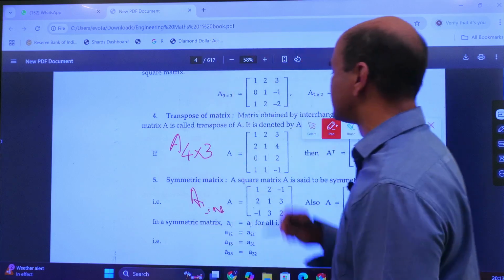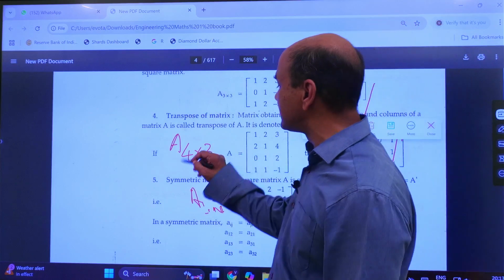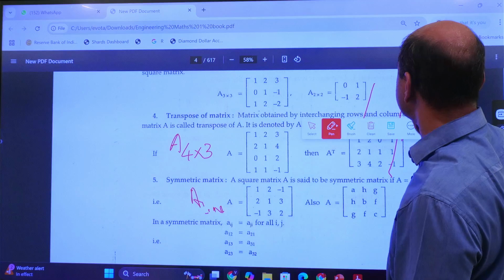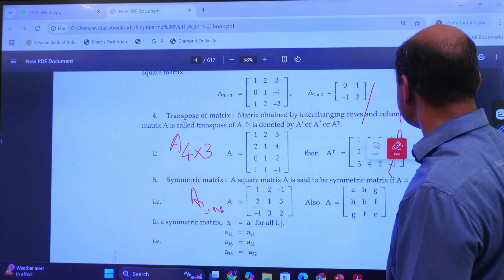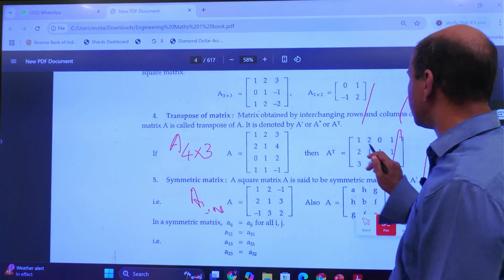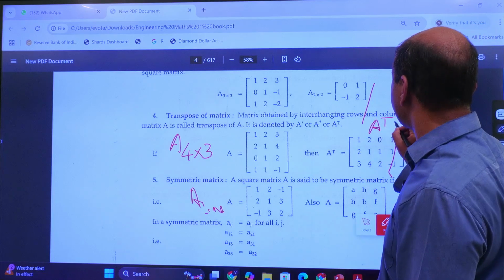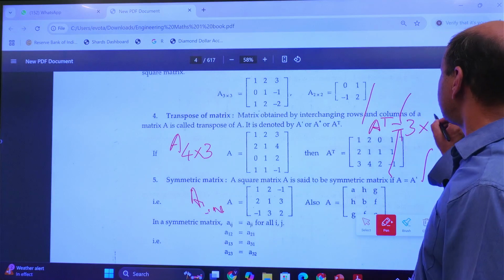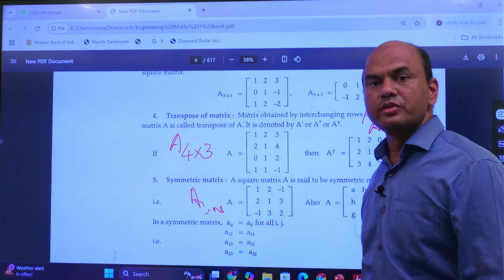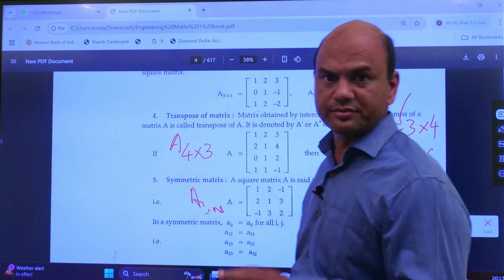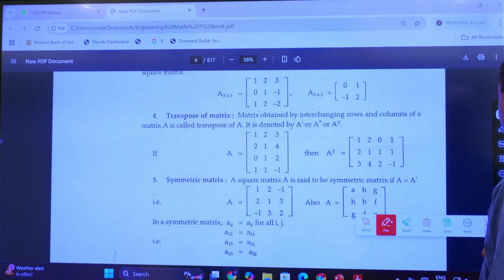Okay, this is my matrix A. Now if I want the transpose, what am I doing? In transpose I am reversing this. It will be 3 by 4. 3 rows and 4 columns. So A transpose equals 3 by 4. 4 by 3, 3 by 4. So rows become columns, columns become rows. Transpose. Clear? Done? Simple? Move on.